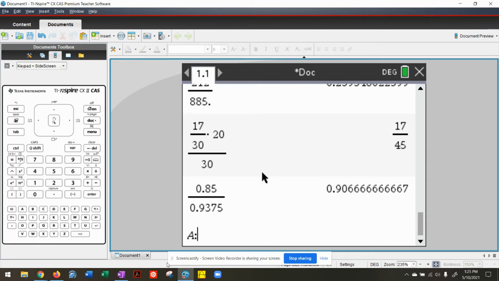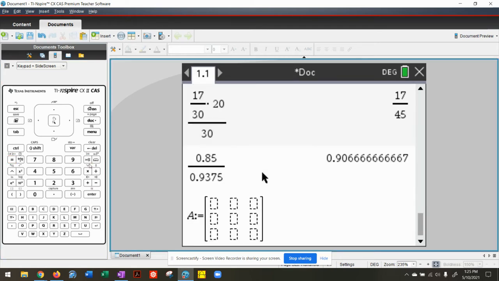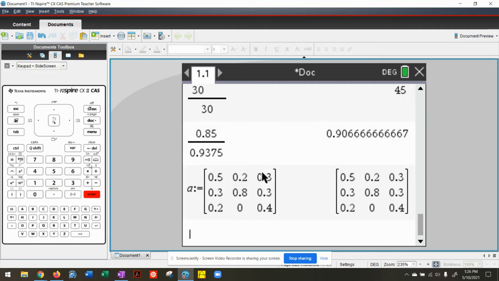Okay, so let's define matrix A, the matrix given in the text. So this is 0.5, 0.2, 0.3, 0.3, 0.8, 0.3, 0.2, 0, and 0.4. Let's just confirm that all the columns add to 1, which they do. Okay, so A is defined.